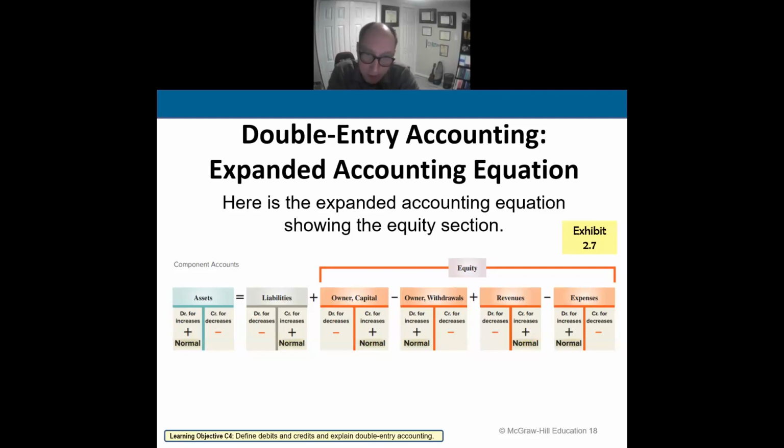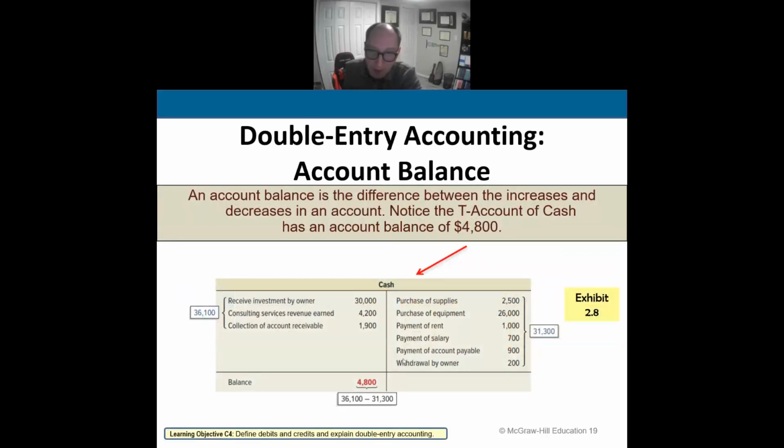And the reason for that, of course, is the accounting equation. Assets equals liabilities plus equity. Within equity, it's owner's capital minus owner's withdrawals plus revenue minus expenses. That's why it's opposite for owner's withdrawals and expenses. The visual representations are good, but it's helpful when we go through the exercises, and we're going to do that here shortly.